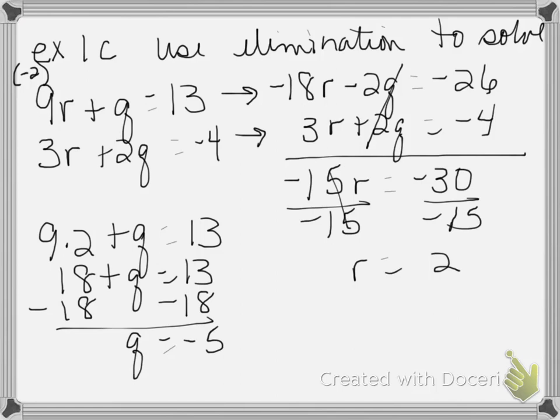Now, we don't have x and y, we have r and q. What comes first in the alphabet? It's q and then r. So that is the way we will answer it, in alphabetical order. So it's 2, negative 5.